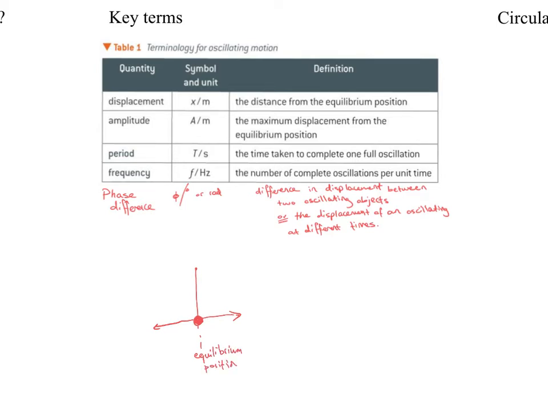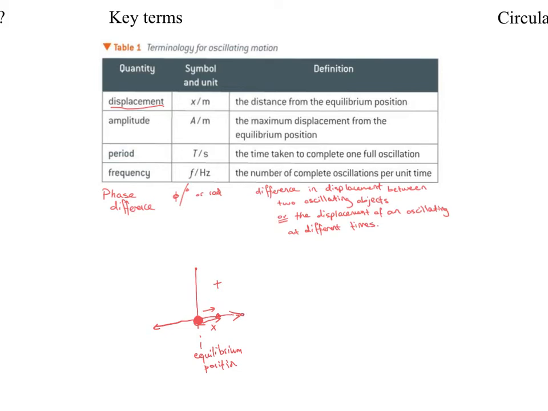What we consider as zero displacement. Now, if it moves in this direction, and I take this direction as positive, then by the time the ball reaches here, it will have a specific amount of displacement. So it's the distance from the equilibrium position. That will be your x. And it has a positive and a negative value, it's displacement, so it could be positive or negative. The symbol is x and the unit is meters.